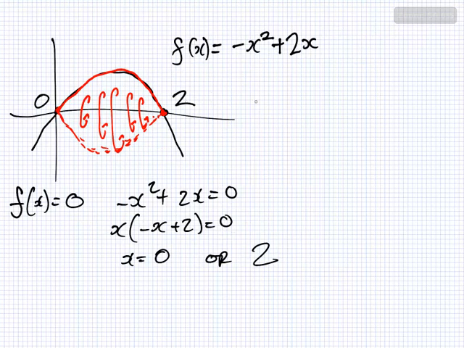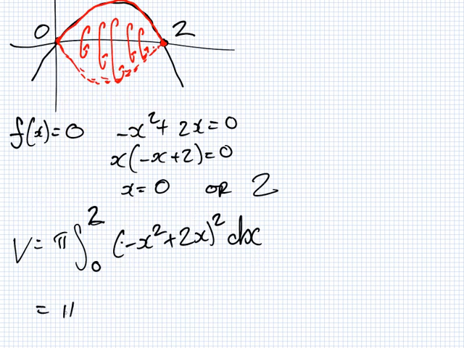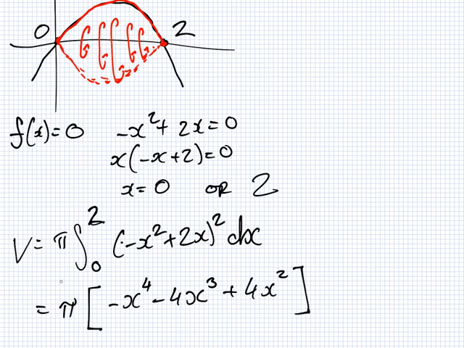So next, now the volume will be pi integrate from 0 to 2 of (minus x squared plus 2x) squared dx, which equals pi integral of x to the 4 plus 4 minus 4x cubed plus 4x squared. We want to integrate this.